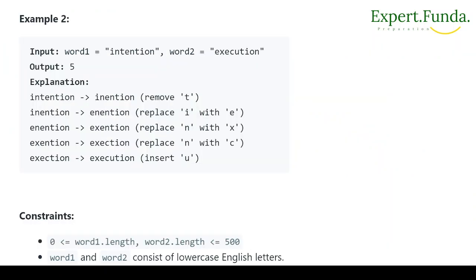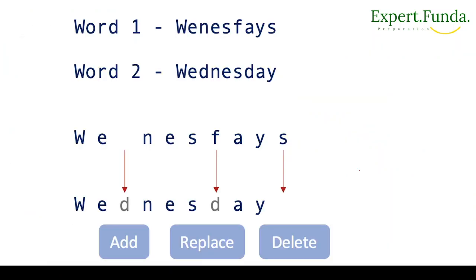Let's suppose another example. If word 1 is face, and we have to make it Wednesday. What you will observe is that the starting two characters are the same, so we are not doing anything. But here we need one character, that is D, so we will perform the add operation. The next three characters are the same, that is no problem. But for the next character we have F, and that should be D, so we will replace it here.